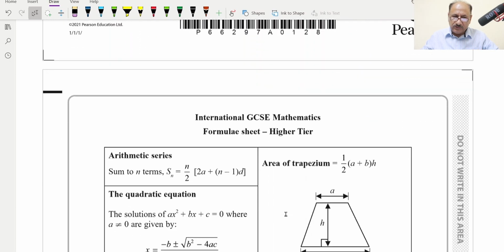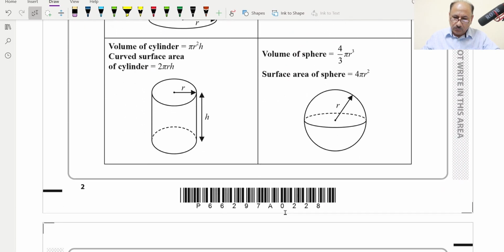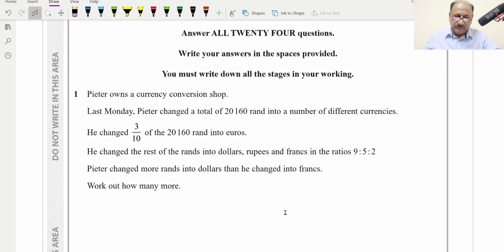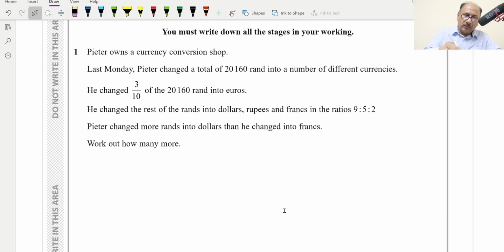Let us go through question number 1. Question number 1 says Peter owns a currency conversion shop. Last Monday Peter changed a total of 20,160 rand into a number of different currencies.